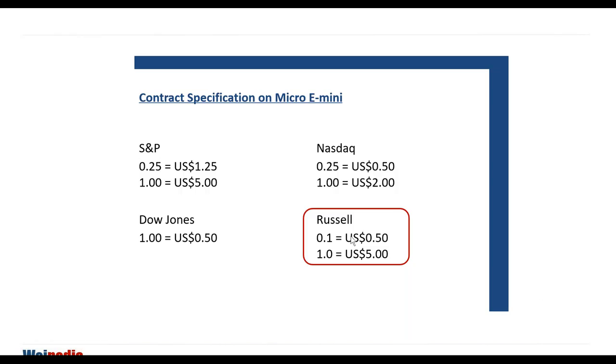Basically, how to understand Russell is that, like what I said, there are four micro e-mini US index futures. How you understand every index is very meaningful to me. To understand an index future, first you have to understand one thing, which is how much 1 point is worth. The contract specs state that 1 point is worth $5. You can see it's a different creature completely.